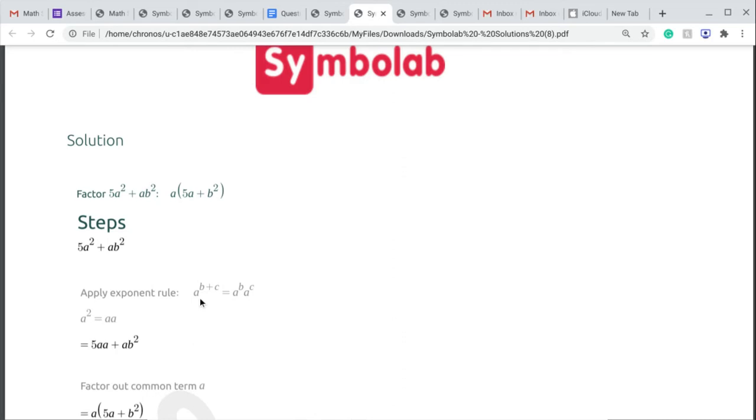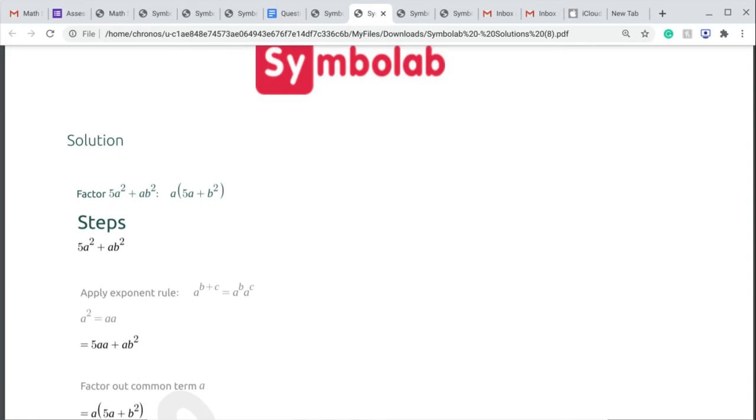If you have a base, which is a, and it has powers that are adding together, we're saying that those powers could be separated to say a to the b times a to the c. That's the multiplication rule of indices you learned in senior 1. So in this case, a squared is the same thing as saying a times a. 2 squared is the same thing as saying 2 times 2.